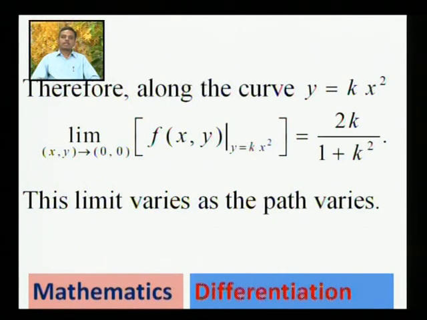Now, you can see along the curve y equals kx², the limit of f(x,y) as (x,y) tends to (0,0) is going to be 2k divided by 1 plus k², because you can see there is no x and y on the right hand side. So, it is going to be 2k upon 1 plus k². That means it depends on k now. This limit varies as the path varies.